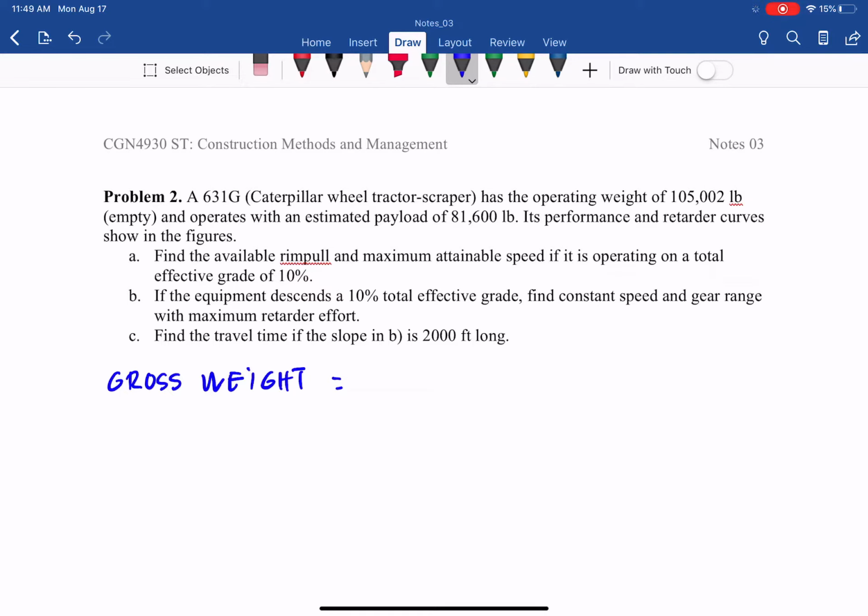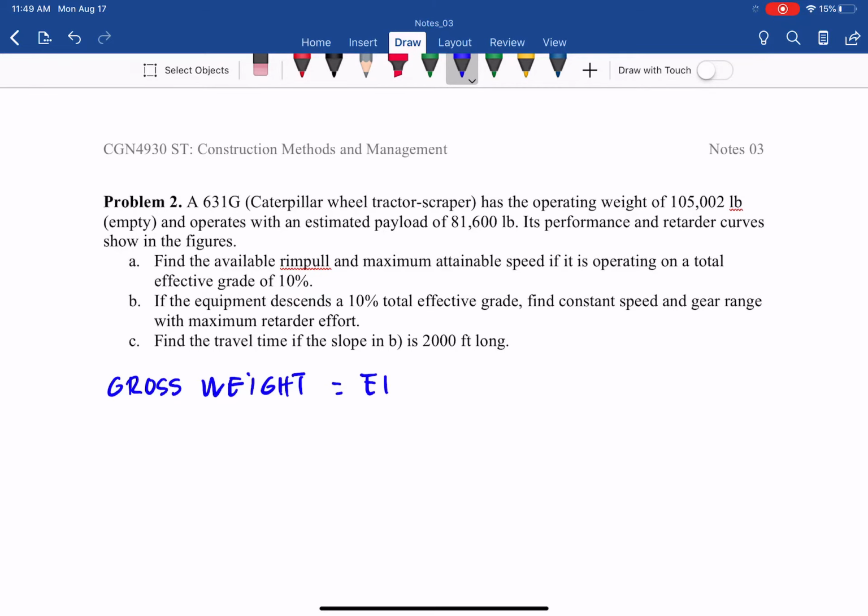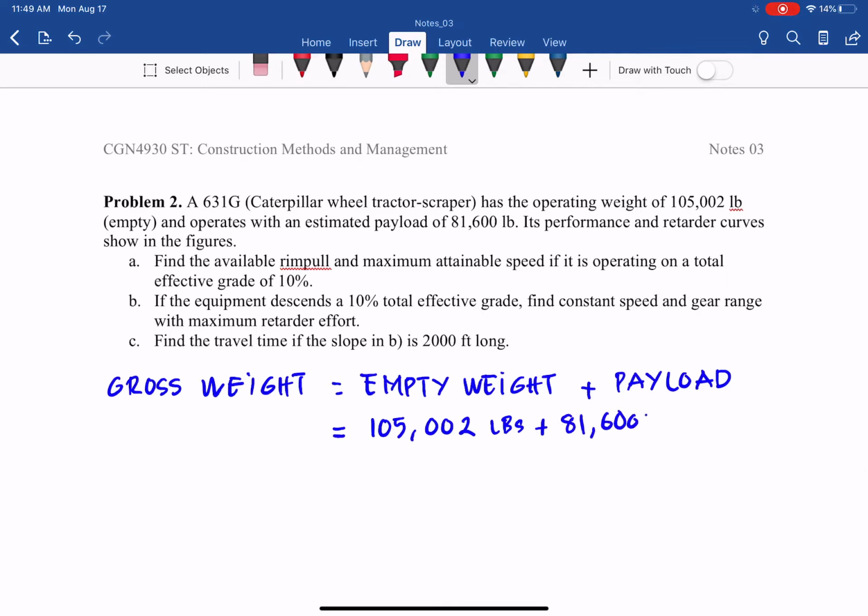So gross weight is equal to the empty weight, the weight of the equipment itself, plus payload, how much load the equipment carries. And in this case, we have 105,000 pounds plus 81,600 pounds. So from that we have the gross weight of 186,600 pounds.